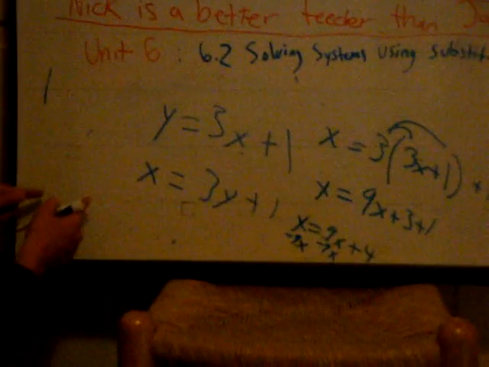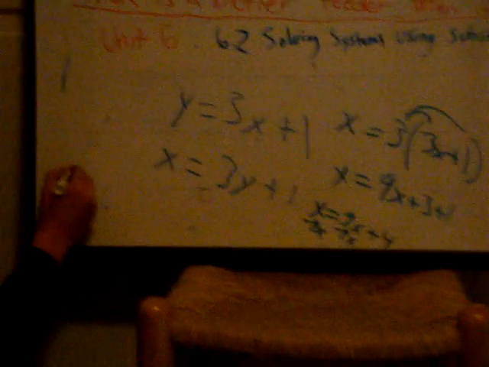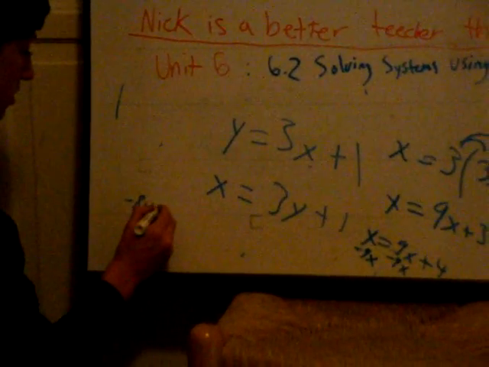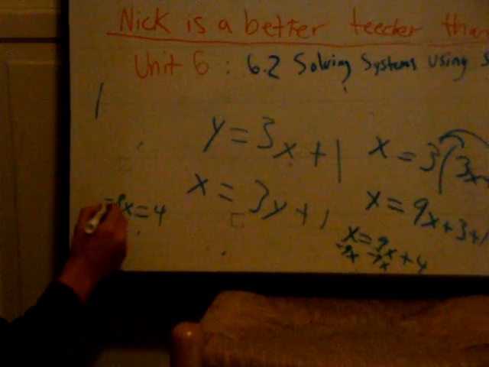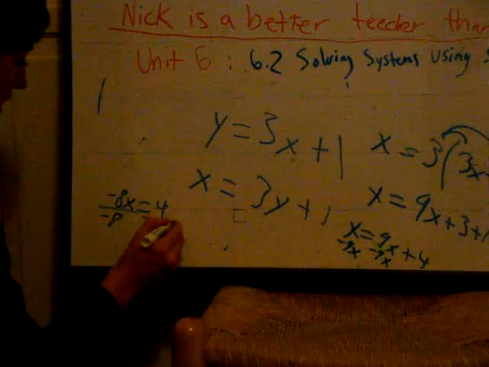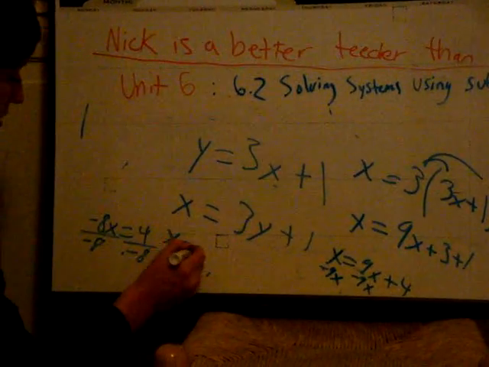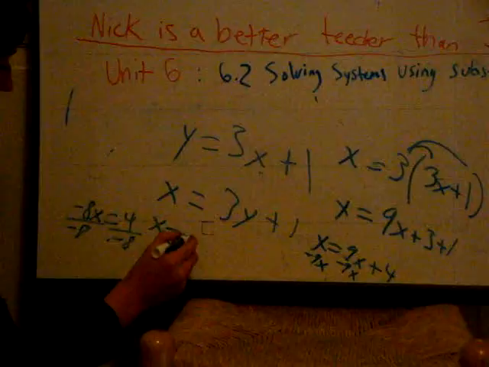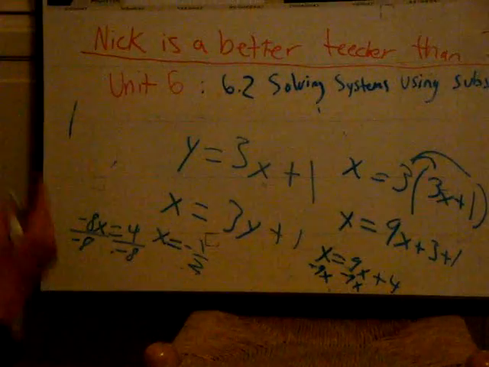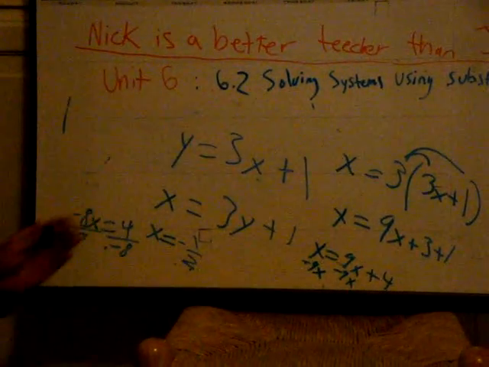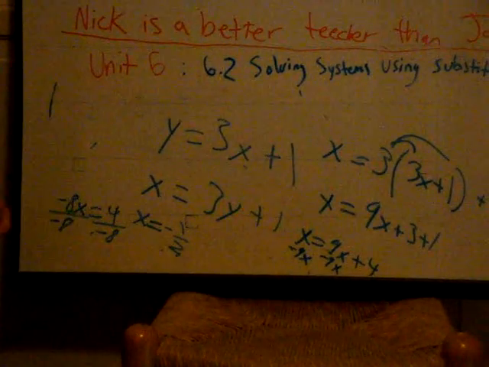So please direct your attention over here, which would give us negative 8x equals 4. Then we've got to get x by itself, so we'll divide by negative 8, divided by negative 8. And that would eventually give us x equals negative 1/2. Okay, so that was a lot, I know, but we're not done yet.